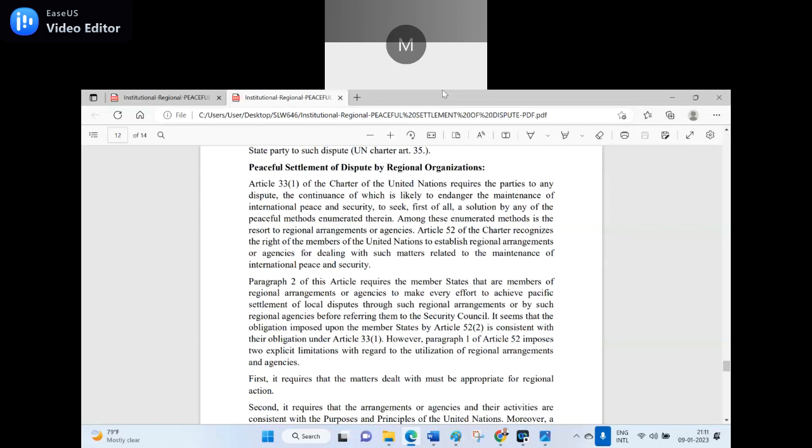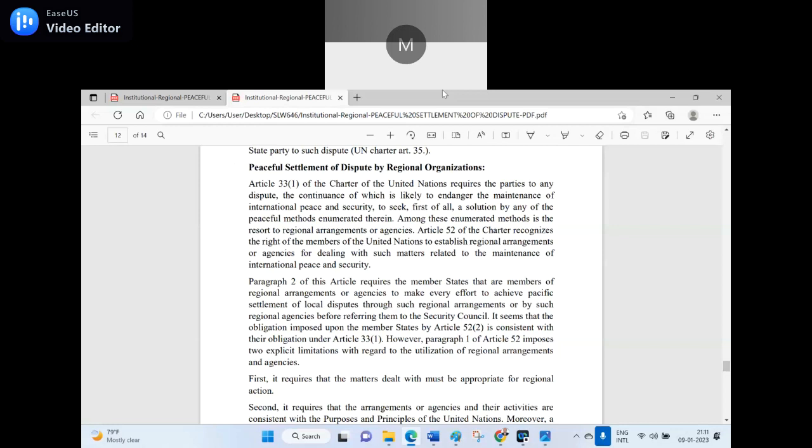So it seems that the obligation imposed upon the members of the state by Article 52(2) is consistent with their obligation under Article 33(1) of the Charter. However, paragraph 1 of Article 52 imposes two explicit limitations. I am sure that you cannot remember all of Article 52 and which article says what.